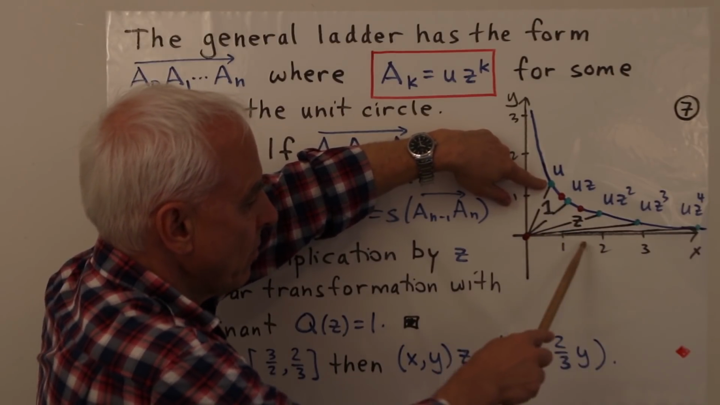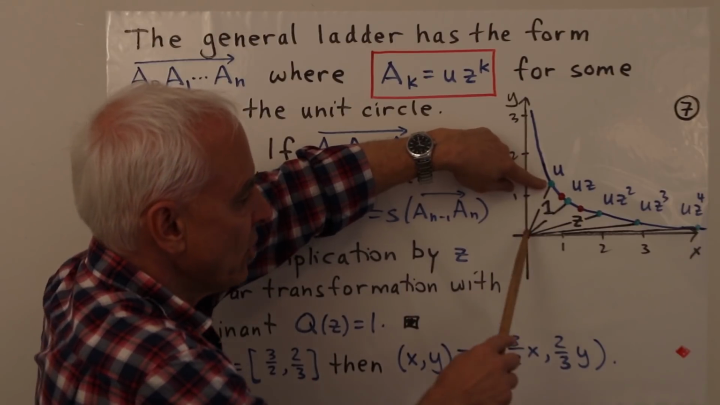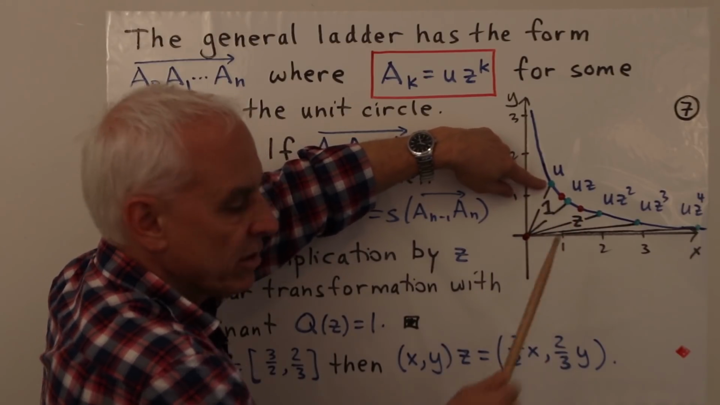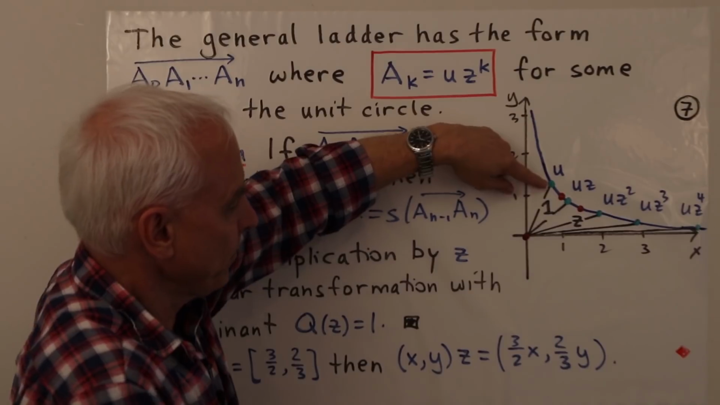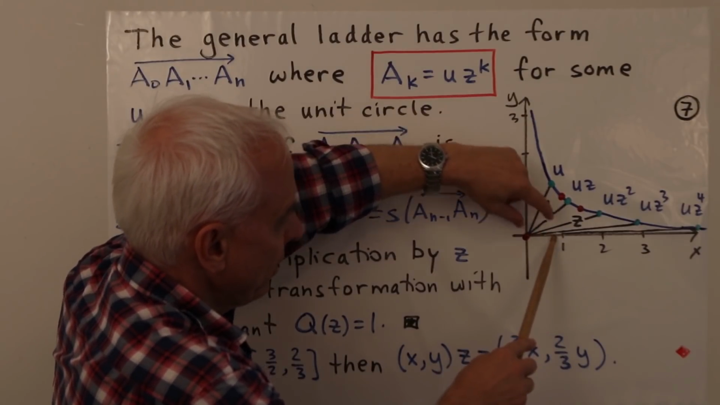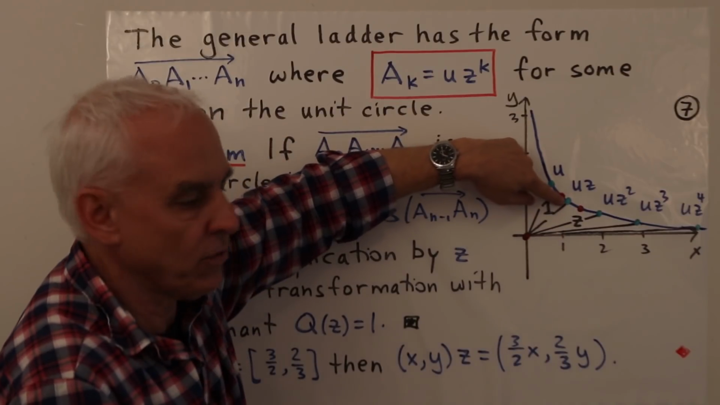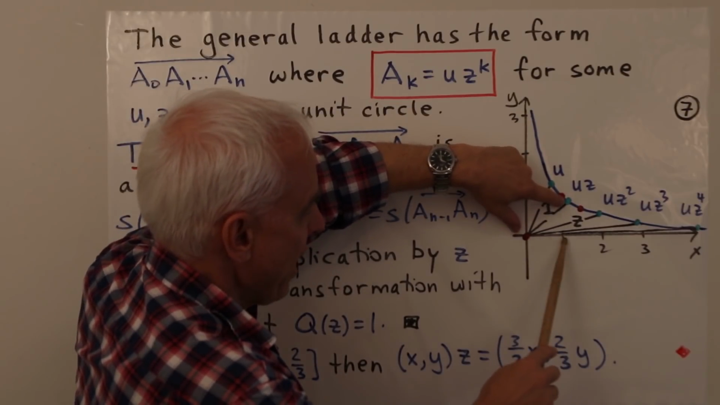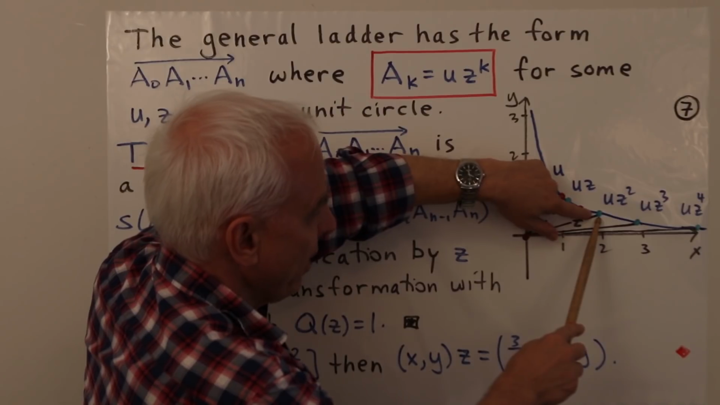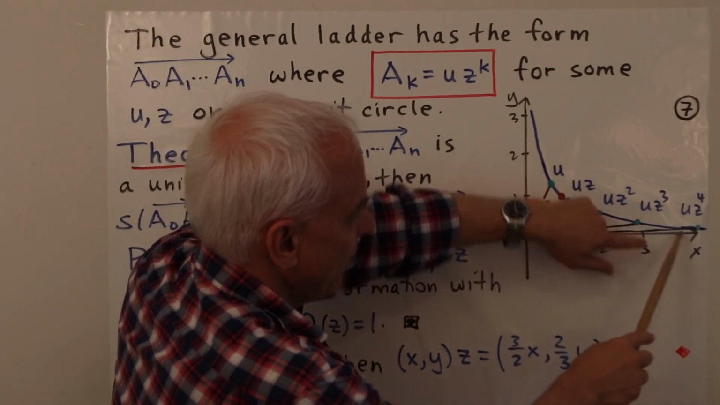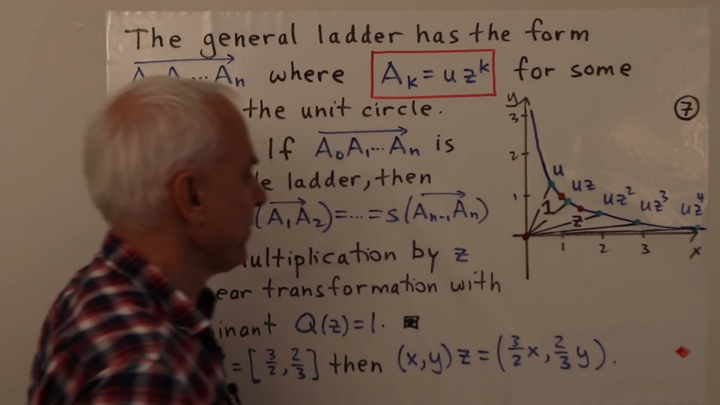Z here is 1.5 and 2/3. So the x-coordinate is going to just be multiplied by 1.5 each time. So we take this x-coordinate, we take 1.5 of that, and that's the x-coordinate of u times z. Then again, we take 1.5 times that, and we get u z squared, and then uz cubed, and then uz to the fourth, and so on.